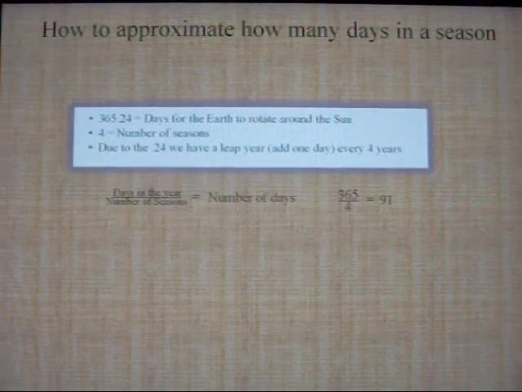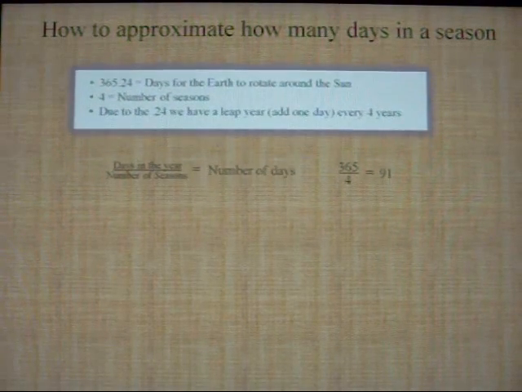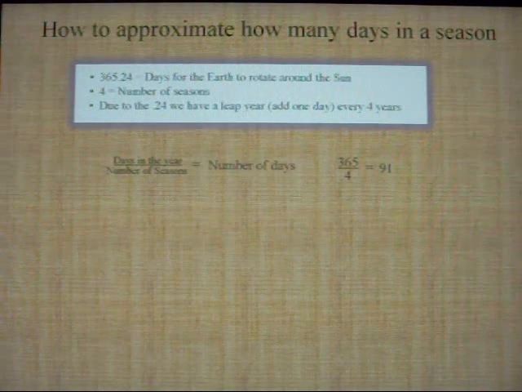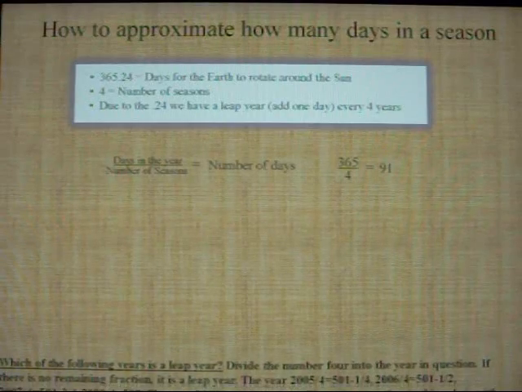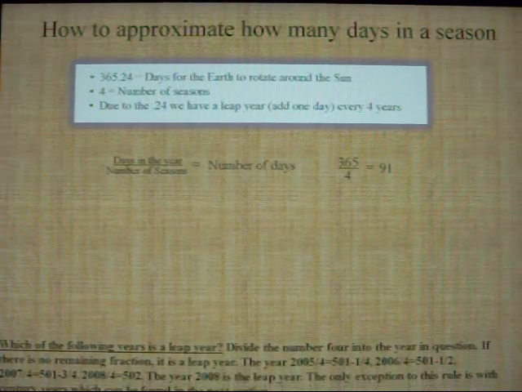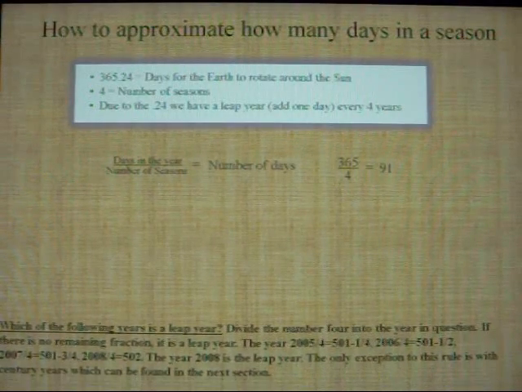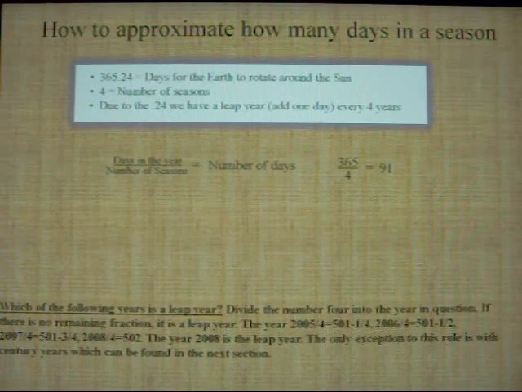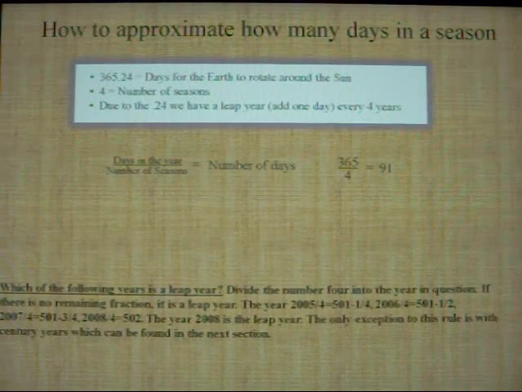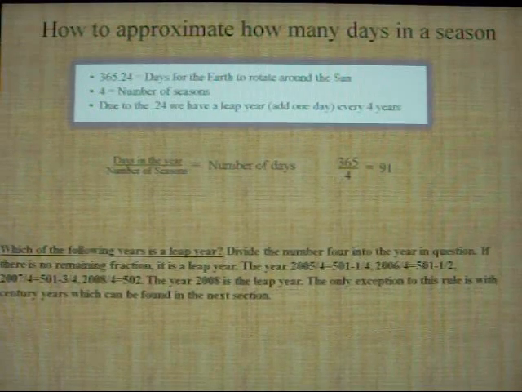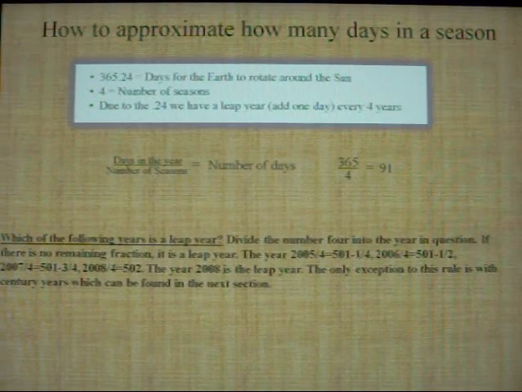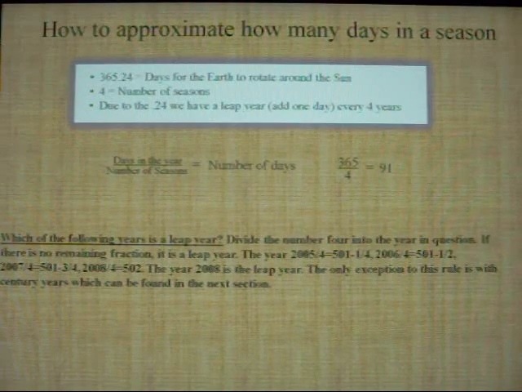I got 91.25. But how do you have 0.25 of a day? Well, we have a leap year. Do you know what leap year is? No. Well, okay, so after 4 years, the 0.25 is all added up, and we add an extra day in February. Do you get what I mean? I kind of do. Now, we can also tell if it's a leap year by dividing the number 4 into the year in question. So if there's no remaining fraction, it is a leap year.